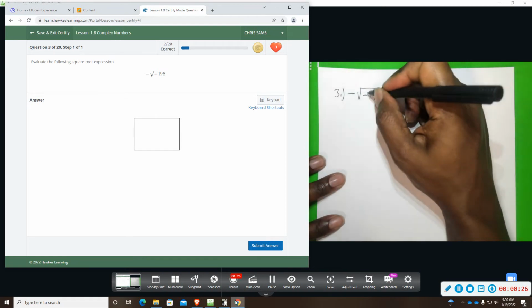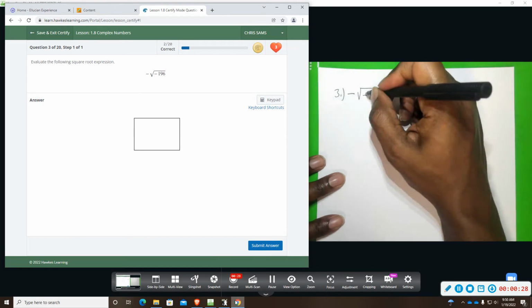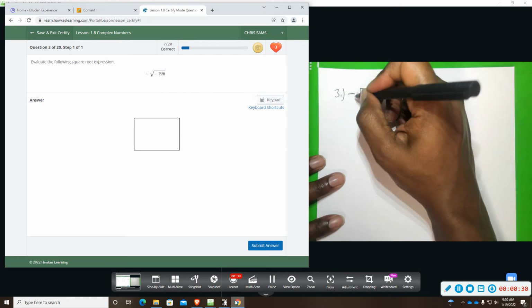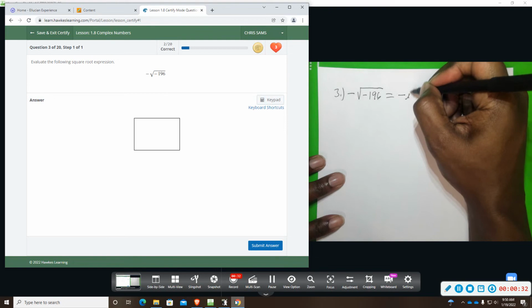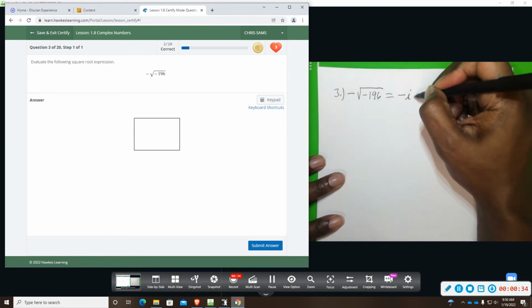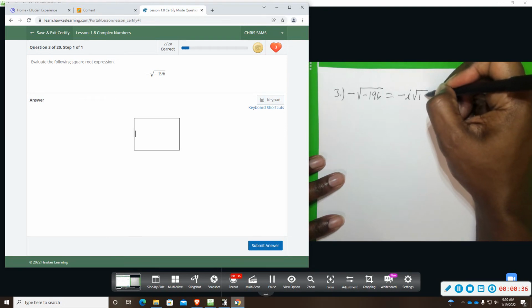So I'm going to first rewrite this negative as an I. So we have a negative. I'm going to pull that out, and it's going to become I. So we've got a negative I. And then we have square root of 196.